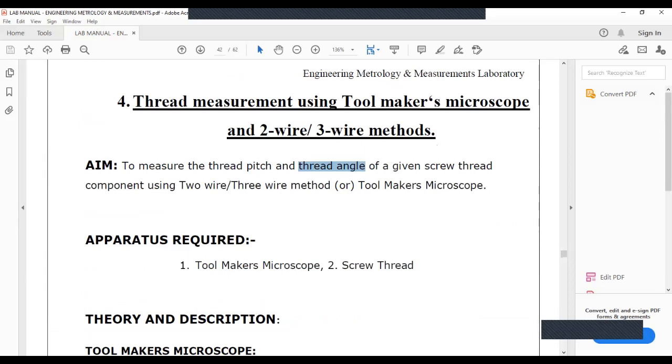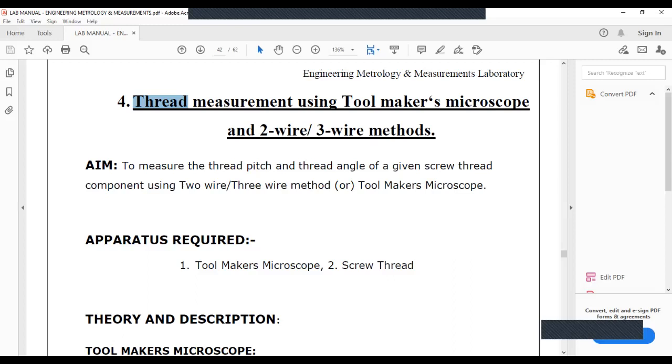For further sake, first of all, we are going to see how a screw thread exists. After that, we find where exactly the thread pitch and thread angles exist. After getting that knowledge from the screw thread, we are going to see how a tool maker microscope is helpful for us to find out this thread pitch and thread angle.